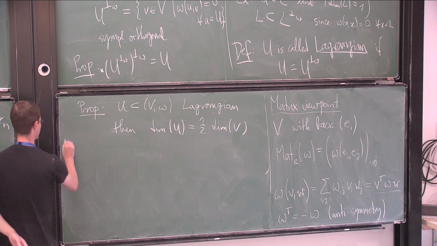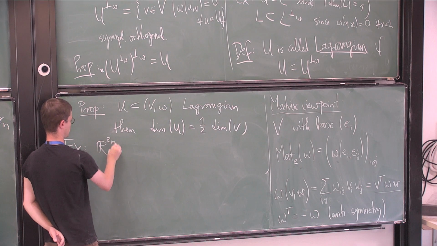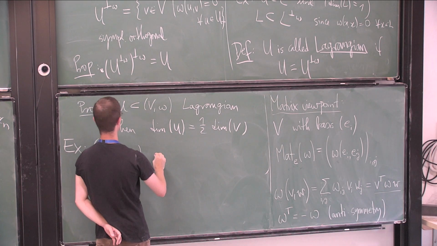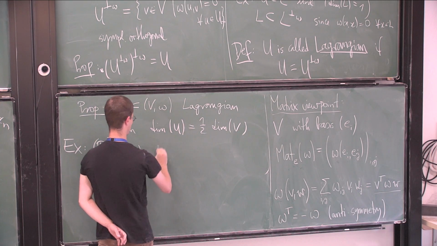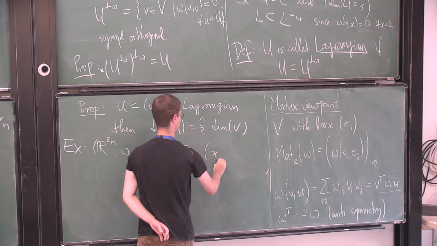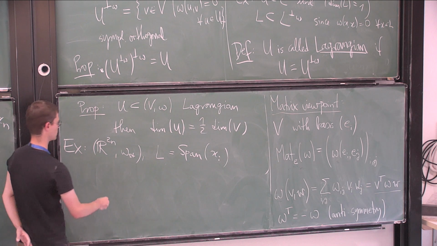Okay, look, let's see an example. So if I take, as always, R^2n with the standard symplectic form, and as U, well actually, because of Lagrangian, I will call it L. For L, I take the span of, let's say, all the x_i coordinates. Then I claim that this is a Lagrangian.